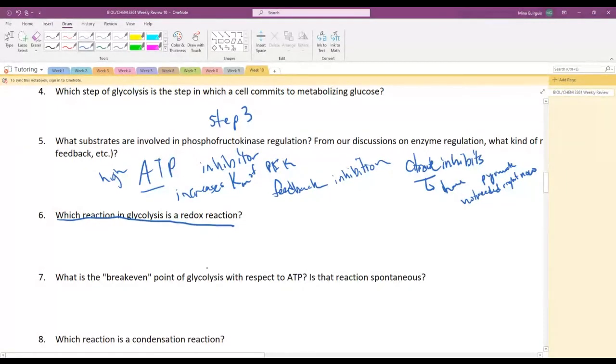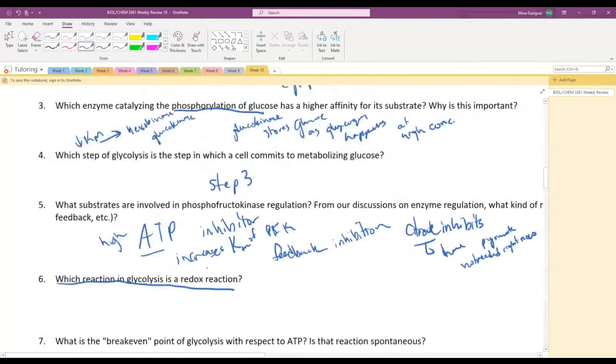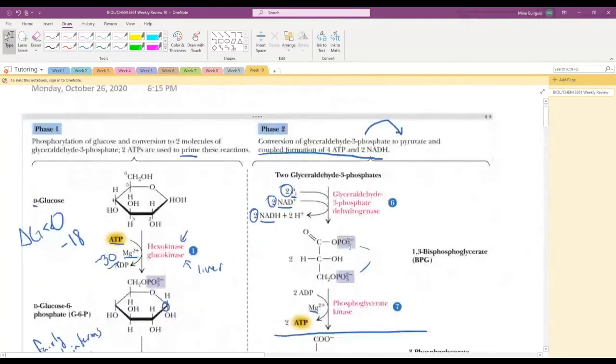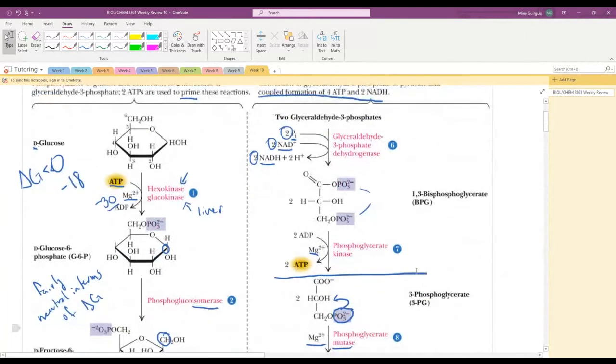Which reaction in glycolysis is a redox reaction? This is a question that I think a lot of people can get confused. It's also one of the simpler questions. When we talk about redox, at the beginning of this unit, during the chapter about metabolism, I think that was week 7 or week 8, we talked about catabolism and anabolism, one being an oxidation process, one being a reductive process. And the idea was we want a reductive process in order to get to NADH, NADPH, excuse me, and ATP, because those first two give us reducing power.